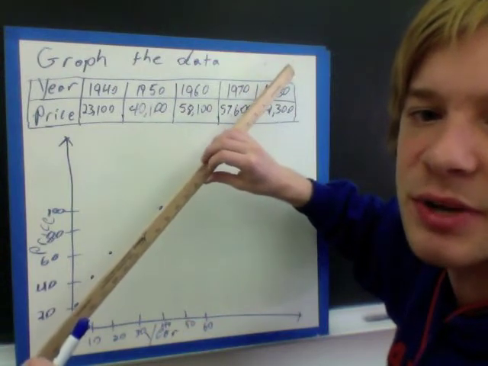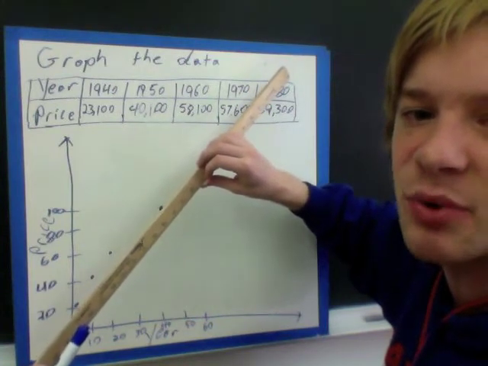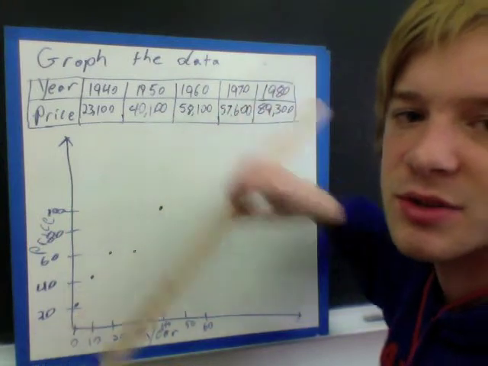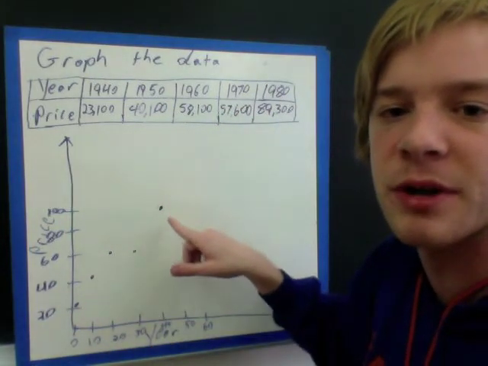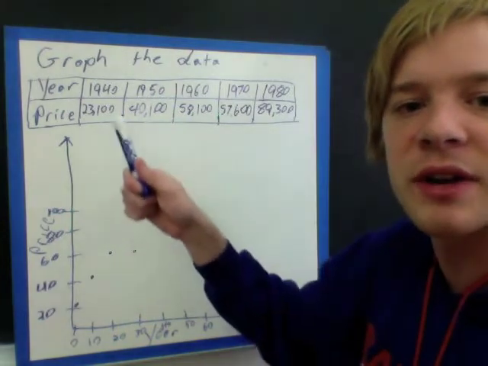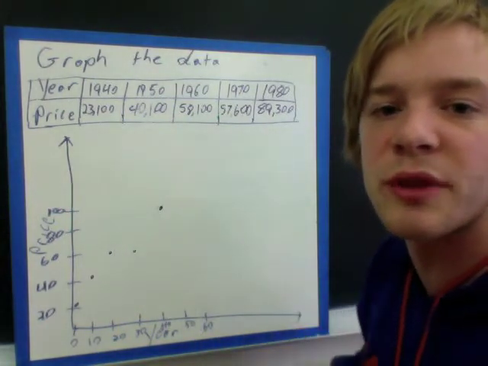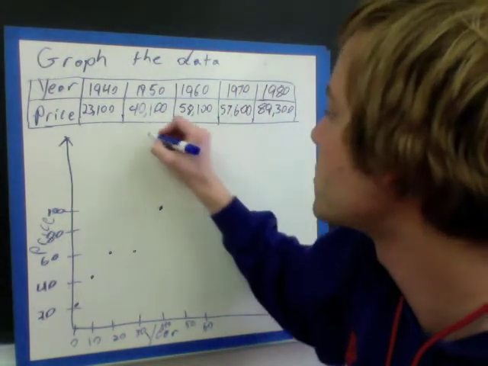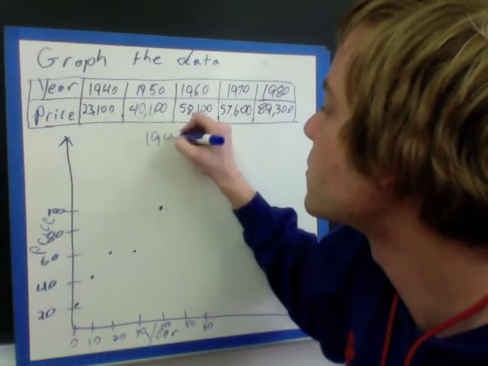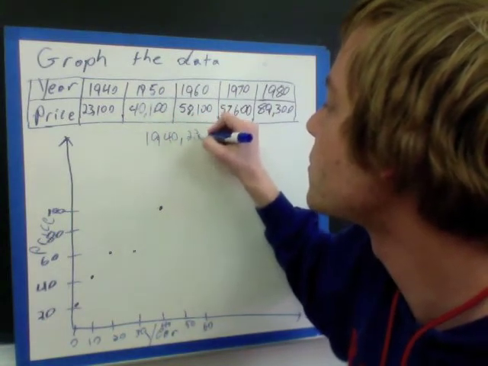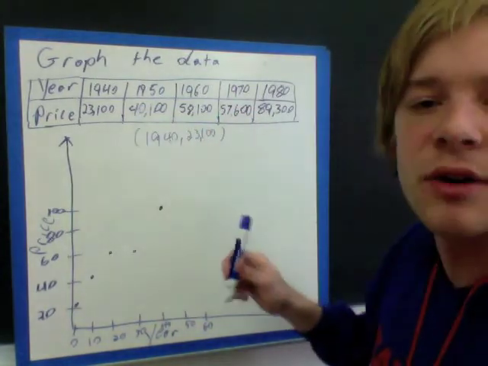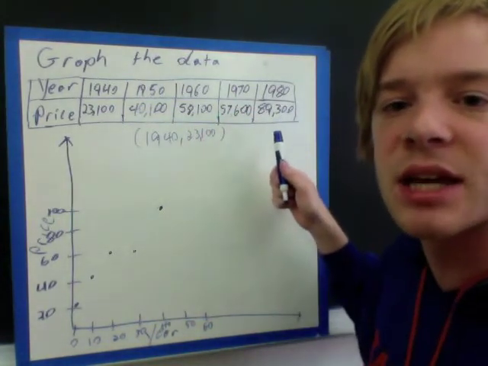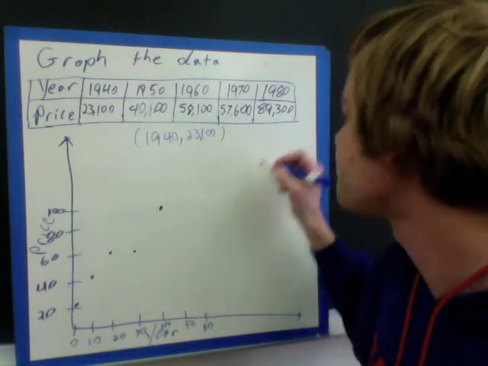So I'm actually going to pick the first point and the last point right there. So I'm going to pick this point down here and then this point up here. And the values that I have are 1940, 23,100, and also 1980, 89,300.